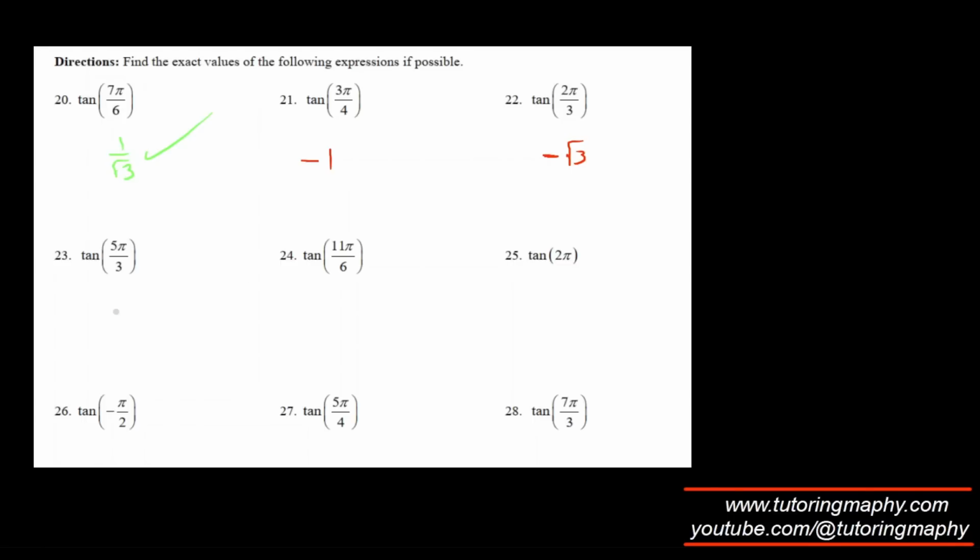Here, tan of pi over 3 again, √3, and this is in quadrant 4, so negative. Ignoring the 11, pi over 6 is 1 over √3. 11 pi over 6 is in quadrant 4, negative. Tan 2 pi, we just discussed that tan of 0, pi, 2 pi, 3 pi, 4 pi, minus 2 pi, all are 0. Tan of negative pi over 2, we just discussed that odd multiples of pi over 2 are undefined or do not exist. Here we ignore this. Tan pi over 4 is 1. 5 pi over 4 is in quadrant 3, so positive.